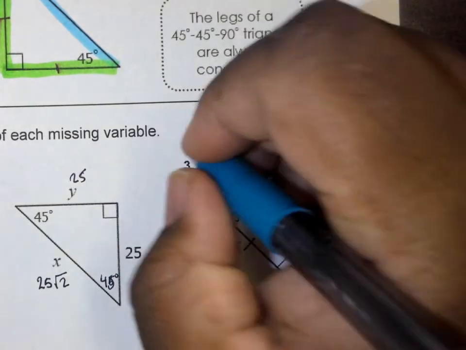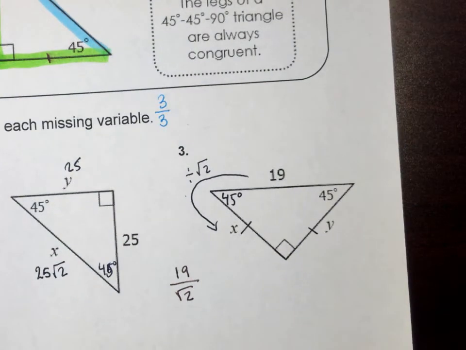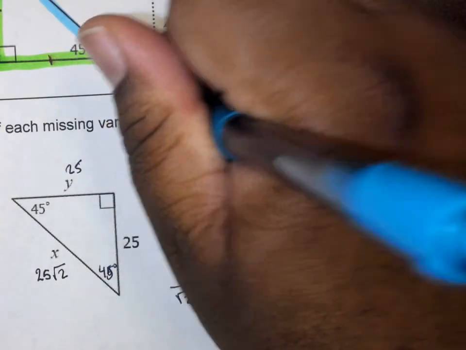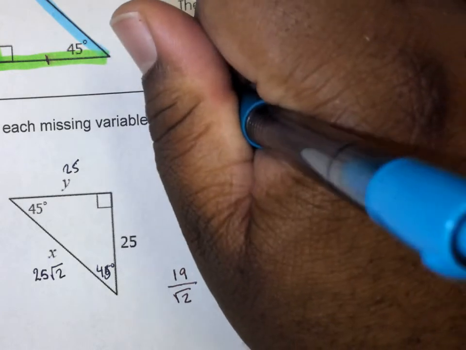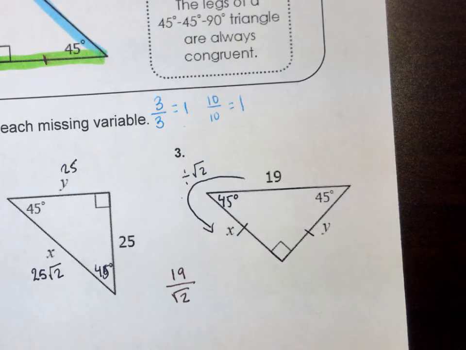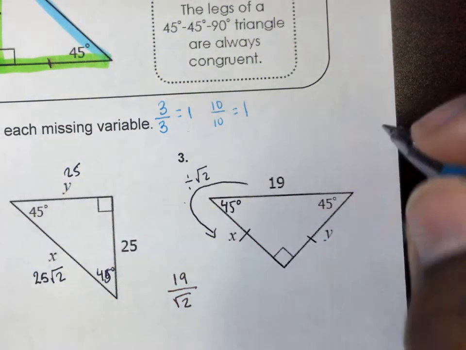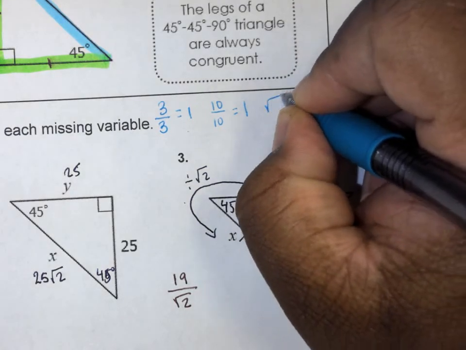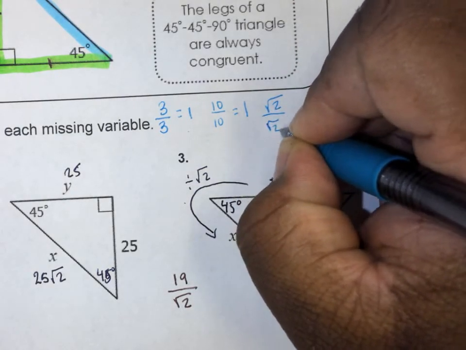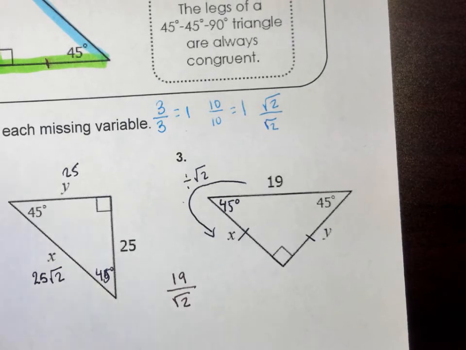I'm coming back to you because I ain't done with you yet. What's 3 divided by 3? 1. What's 10 divided by 10? So you agree that 3 over 3 is 1, right? And then 10 over 10 is 1? Alright. What's square root of 2 divided by square root of 2? Just 1.